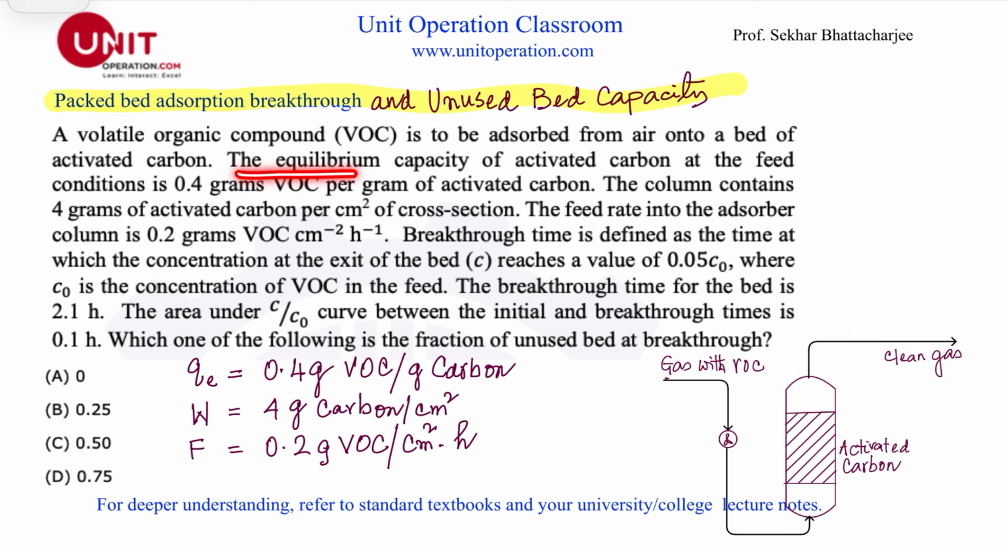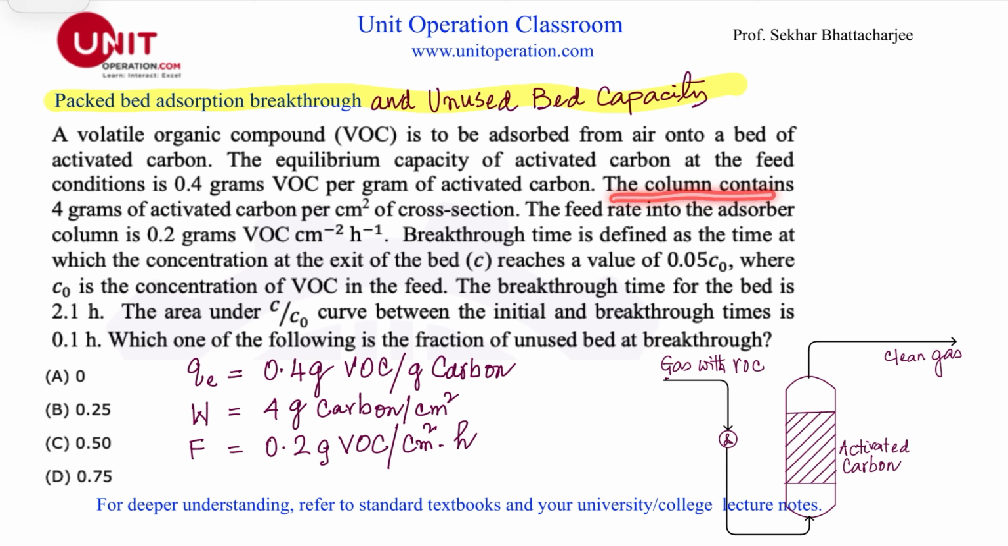The equilibrium capacity of the activated carbon at the feed condition is 0.4 grams VOC per gram of activated carbon. So let's say this is my activated carbon bed, and what it is saying is that at equilibrium, which is the maximum adsorption capacity, the maximum this activated carbon can adsorb is 0.4 grams of VOC per gram of the activated carbon. That is the maximum capacity.